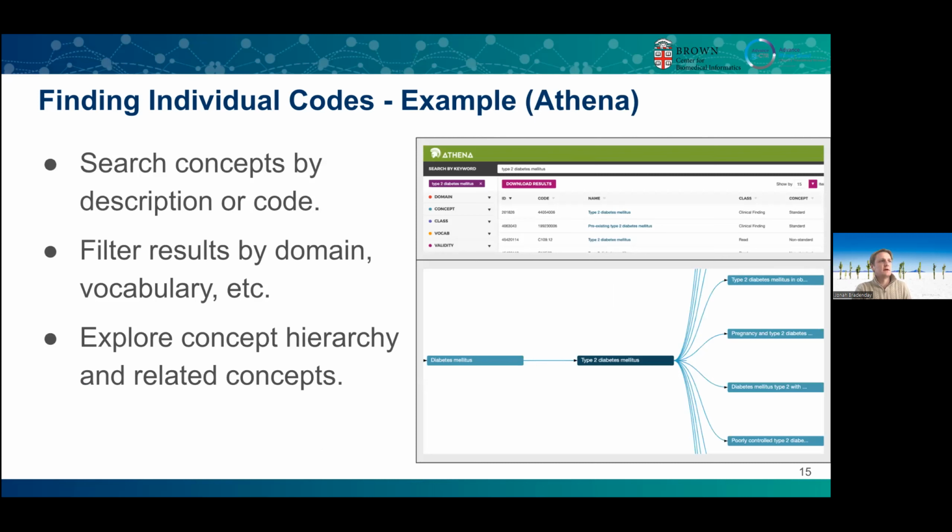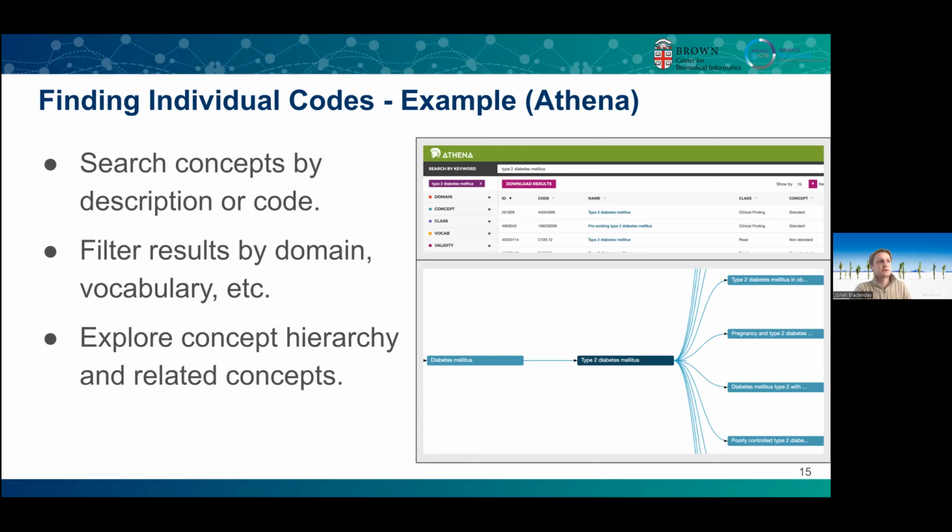So once you open Athena, you'll see a search bar, and there you can either search by a human readable description, as I did in the upper right image, type 2 diabetes mellitus, or you could search by code or concept ID. As you can see in the results in the ID and the code column, I could search by one of those numeric codes or alphanumeric codes, and I would get similar results.